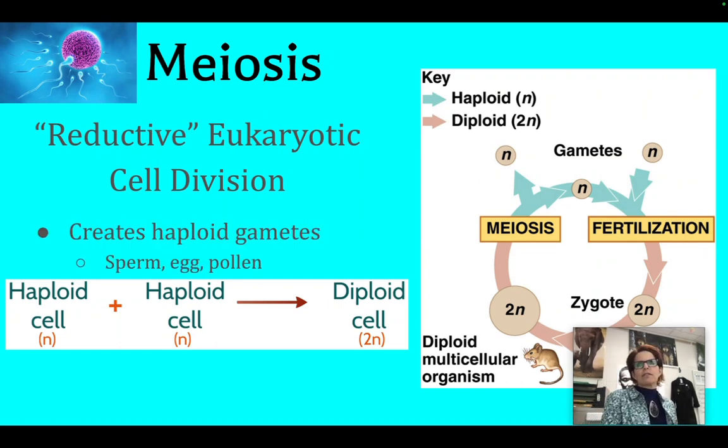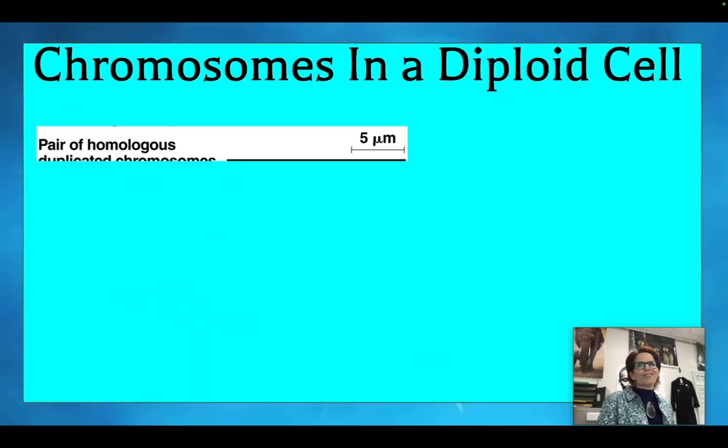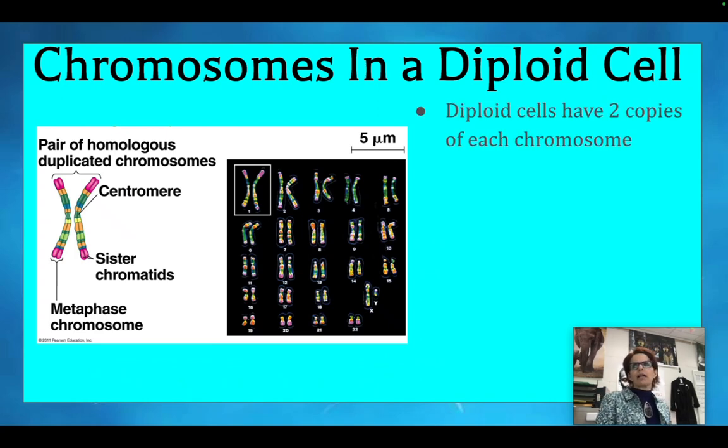So this is the type of cell division that's creating our gametes, our sperm, egg, or pollen if it's in a plant. And then when they come together, they form a diploid organism. And when 2 gametes come together, we call that a zygote. Just a reminder of some vocabulary from the past. All right, diploid cells have 2 copies of each chromosome.